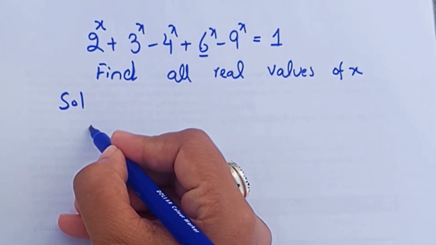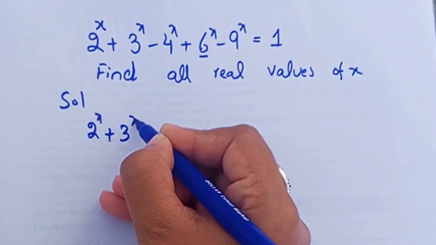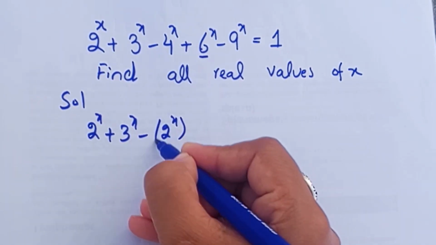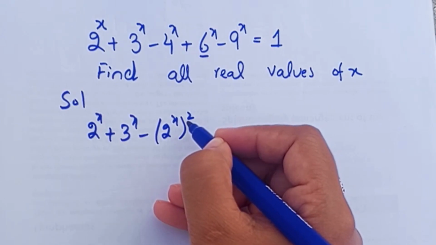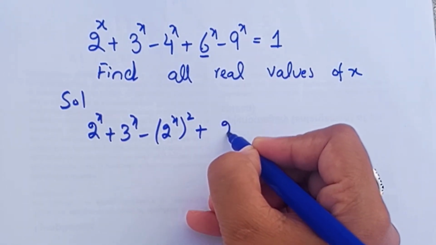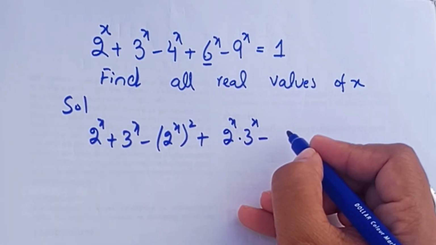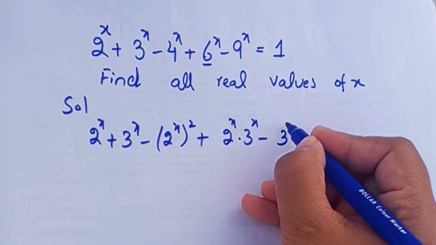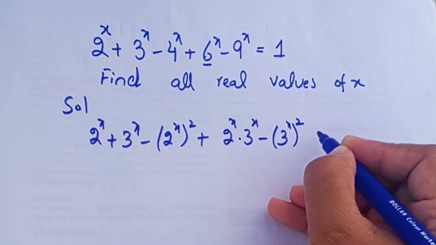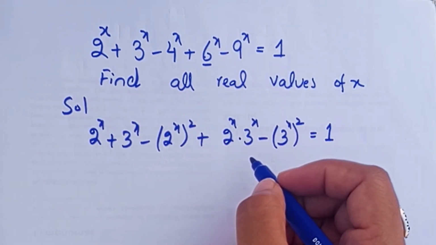So we write this as 2 raised to the power x plus this is 3 raised to the power x minus we write this 4 as 2 times 2 to the power x, plus this is a 6, so we write this as 2 raised to the power x multiply 3 raised to the power x, and the next term is 9, so we write this as 3 raised to the power x multiply 2. This is equal to 1. So we split all the terms with base 2 and 3.